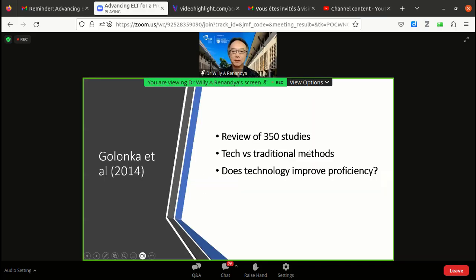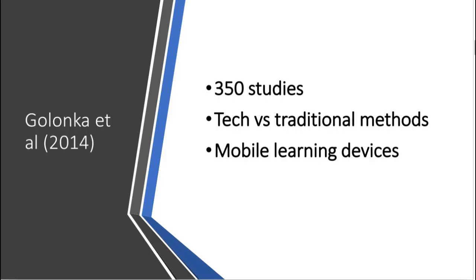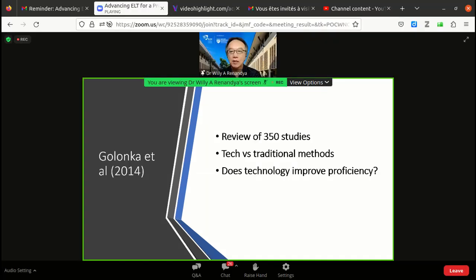Now, here's the context of the study again. The authors reviewed some 350 studies that have been done in the past 10 or 20 years, looking at the effect of two different methods of teaching, one with technology and the other one without technology. And the key question they want to find out is this: does technology improve English language proficiency?